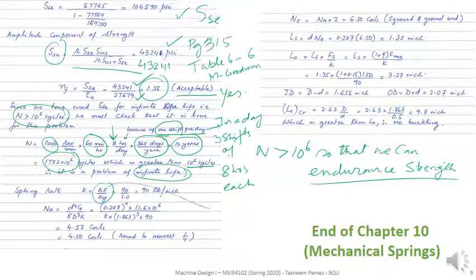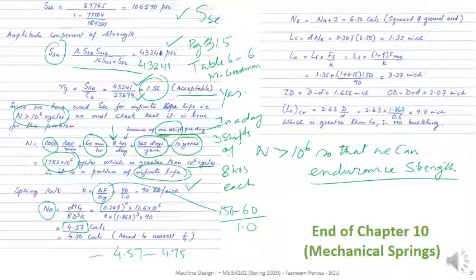A spring rate, del F. How much is the force change? 150 minus 60. And already I have explained to you that the deflection is 1.0. It gives me K. If I know K, I can calculate N. It comes as 4.57. Now again, we look at it. 4.57 is between 4.75 and 4.50. And I have to go to the nearest one. So this is the one. So this is the coil.